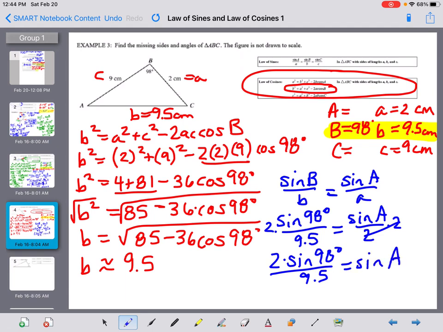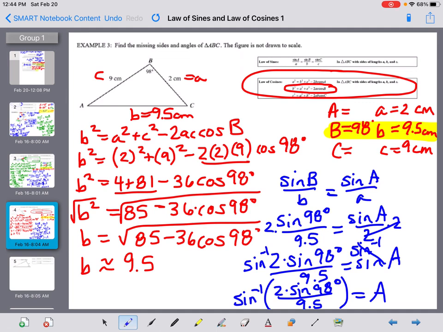What's still connected to A? Sine. How do I undo sine? Inverse sine. So I take the inverse of both sides. This side cancels, and A is going to be the sine inverse of 2 times the sine of 98 degrees divided by 9.5.